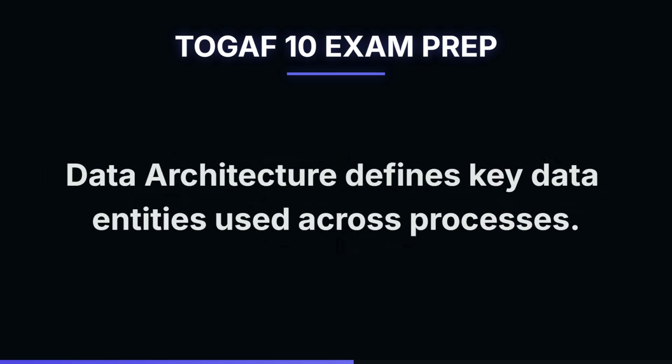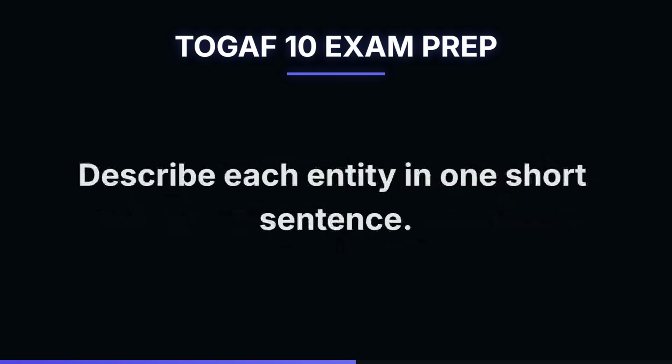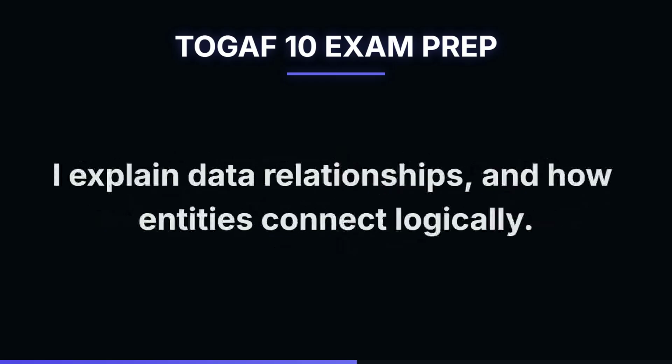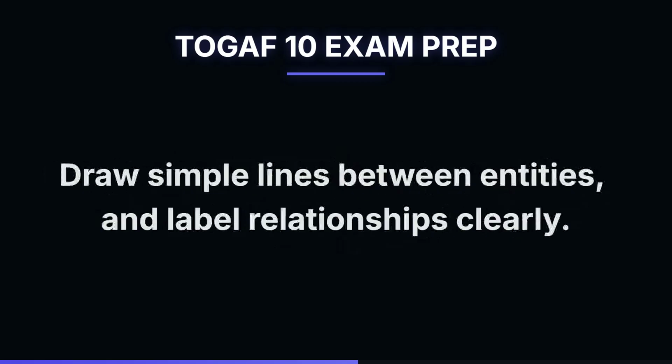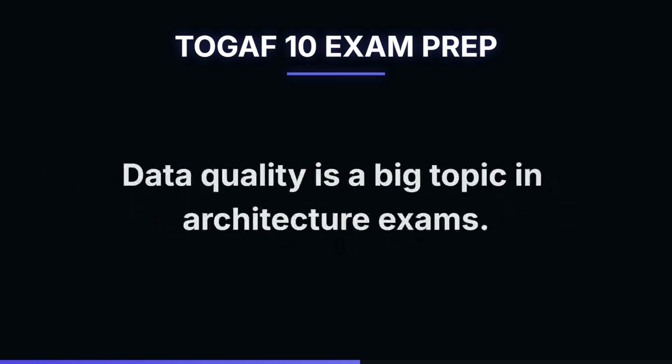Data architecture defines key data entities used across processes. Start by listing main business objects, like customer, order, or product. Describe each entity in one short sentence. I explain data relationships and how entities connect logically. Draw simple lines between entities and label relationships clearly. Avoid too many attributes at the start.